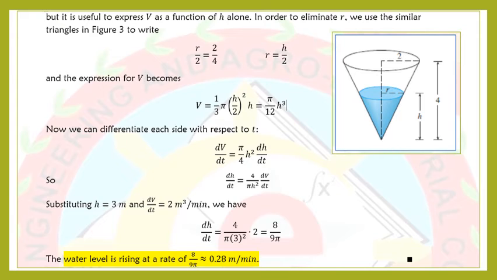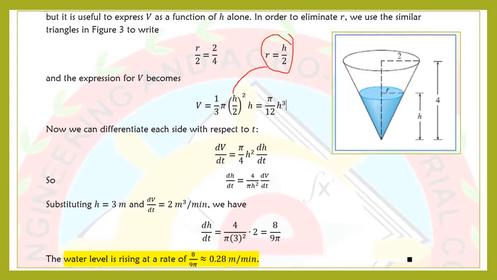And the expression for V becomes V is equal to 1/3 pi. So, diba, ito yung formula ng circular cone. Replace lang natin yung r doon by h over 2. Okay, ito. Substitute natin doon sa r. Quantity squared naman, diba? And then times h. So, we have V is equal to pi over 12 h cubed. Now, we can differentiate each side with respect to t.